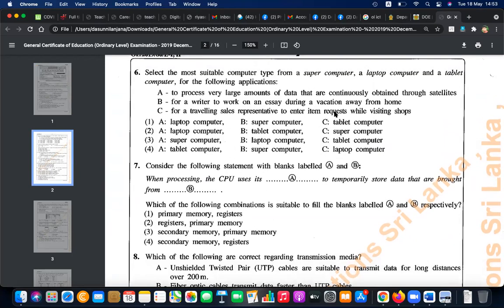Third answer: a supercomputer to process very large amounts of data continuously for satellites. Yes, a supercomputer is the ideal solution for that because of the very large amount of data. The second is a laptop, for working easily during a vacation or working from home. And the third, traveling salesman: the easiest way is tablet computers. Answer 3 is the correct one.